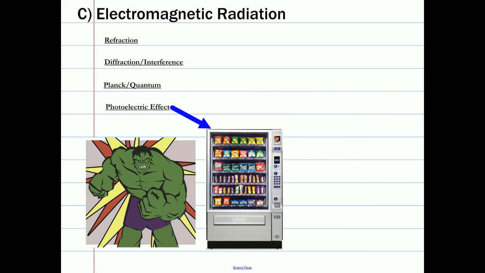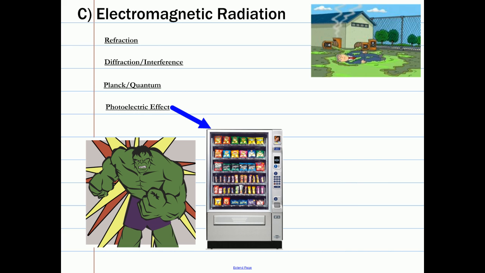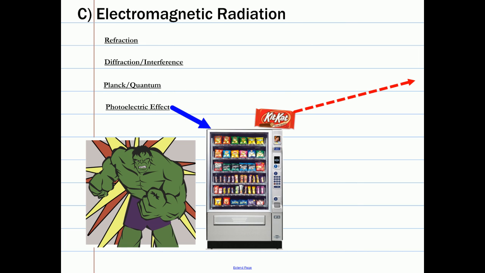The Hulk will be our representative for gamma radiation because that's what gave him his power. By the way, if you're hoping to get superpowers from exposure to gamma radiation or nuclear waste, you'll probably be disappointed with the results. Just ask Adam West. Anyway, the Hulk steps up, hits the vending machine. Kit Kat flies out with quite a lot of energy.